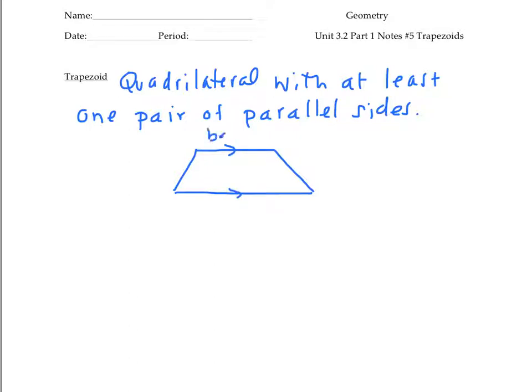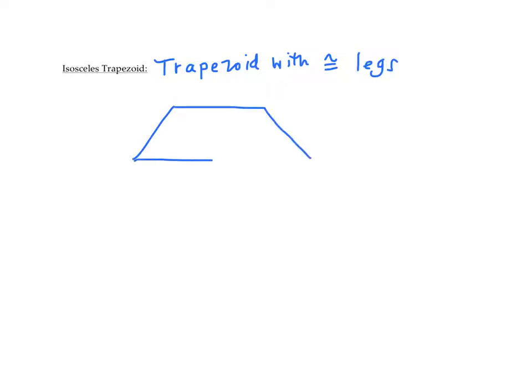Those parallel sides are called the bases. And then the sides that are not parallel to one another, we refer to them as legs. Okay. If we have an isosceles trapezoid, that's a trapezoid with congruent legs. So again, we still have the two bases that are parallel to each other, but now we'd have information that the two legs were congruent.